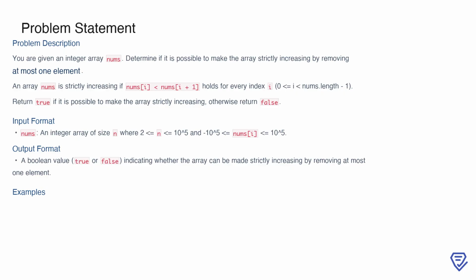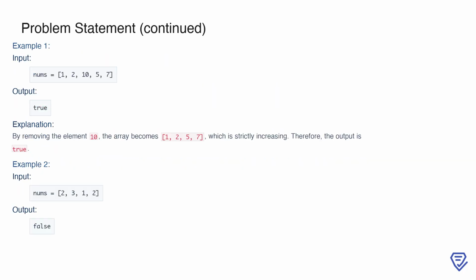The input consists of an integer array nums with a size between 2 and 100,000, where each element can range from -100,000 to 100,000. The output is a Boolean value that indicates whether or not the array can be adjusted to meet the strictly increasing condition. Let's look at a few examples to clarify the problem.